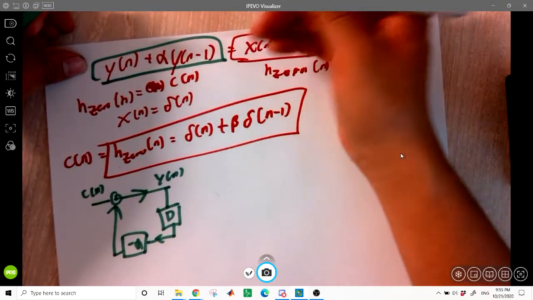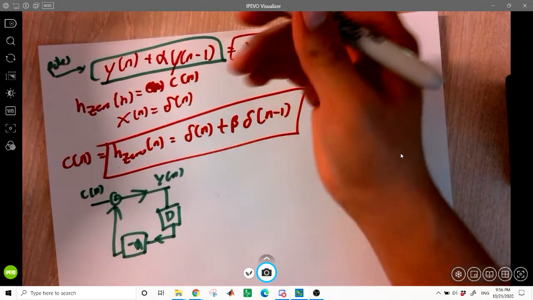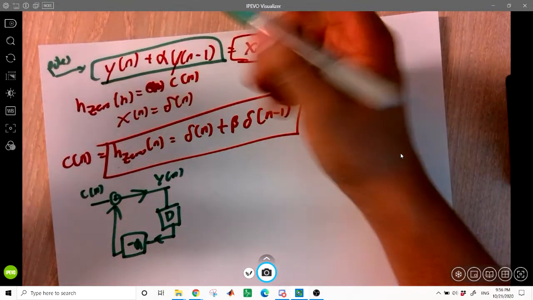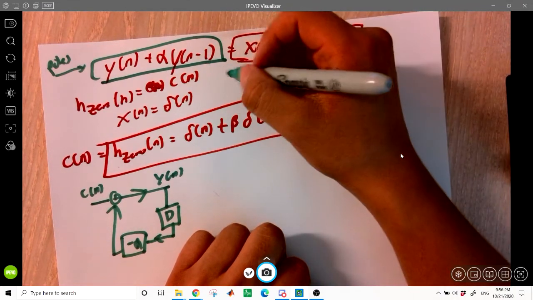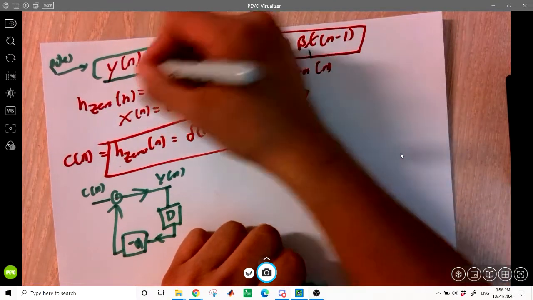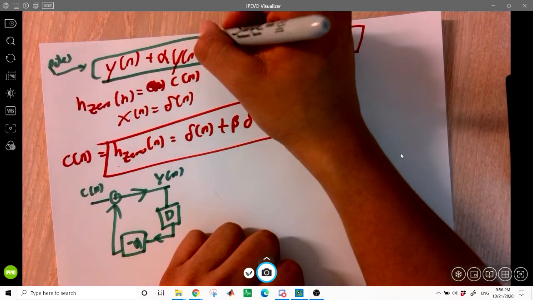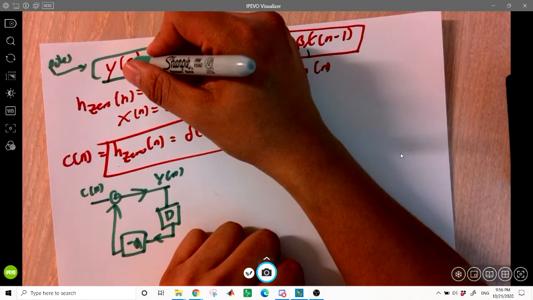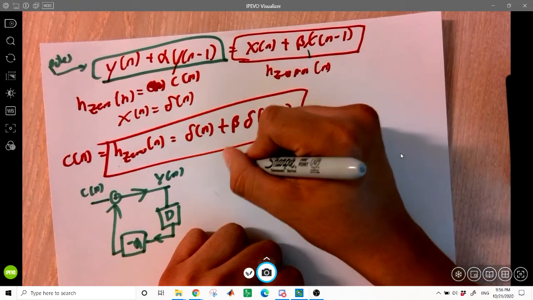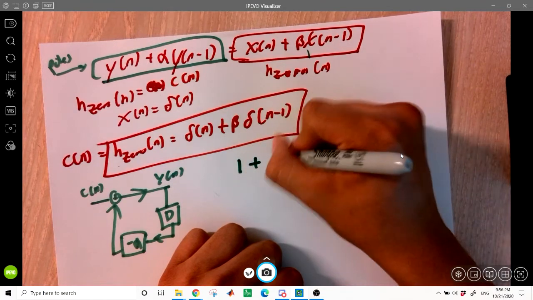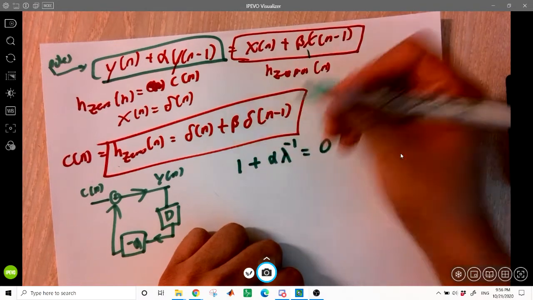From what we've learned from differential equations, there's this thing called the auxiliary equation. I won't go over the proof of that; you can go over that in the notes. Basically we look at our delays, y of n and y of n minus 1. The rule is we just replace whatever we see with lambda to the minus n. So you have 1 plus alpha lambda to the minus 1, which is equal to 0.